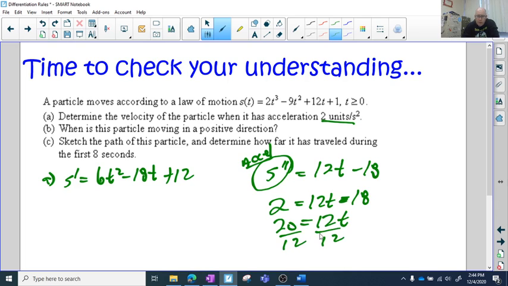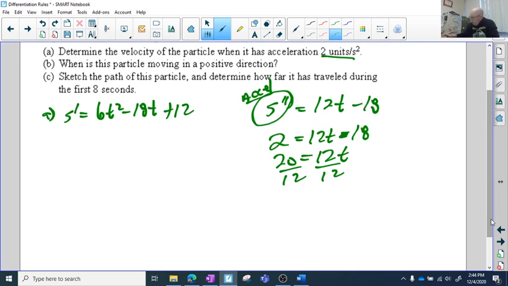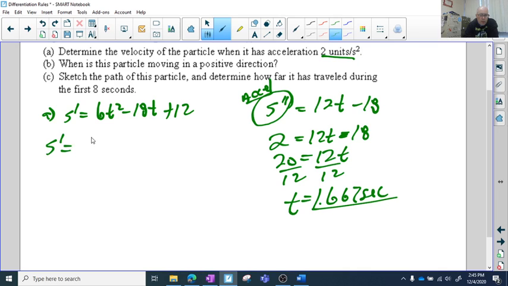Divide by 12, divide by 12. Grab my calculator here. So 20 divided by 12 is 1.667 seconds. That's not what I was asked, though. I was asked, what is the velocity at this instant? So now I'm going to put that number in here for my time.